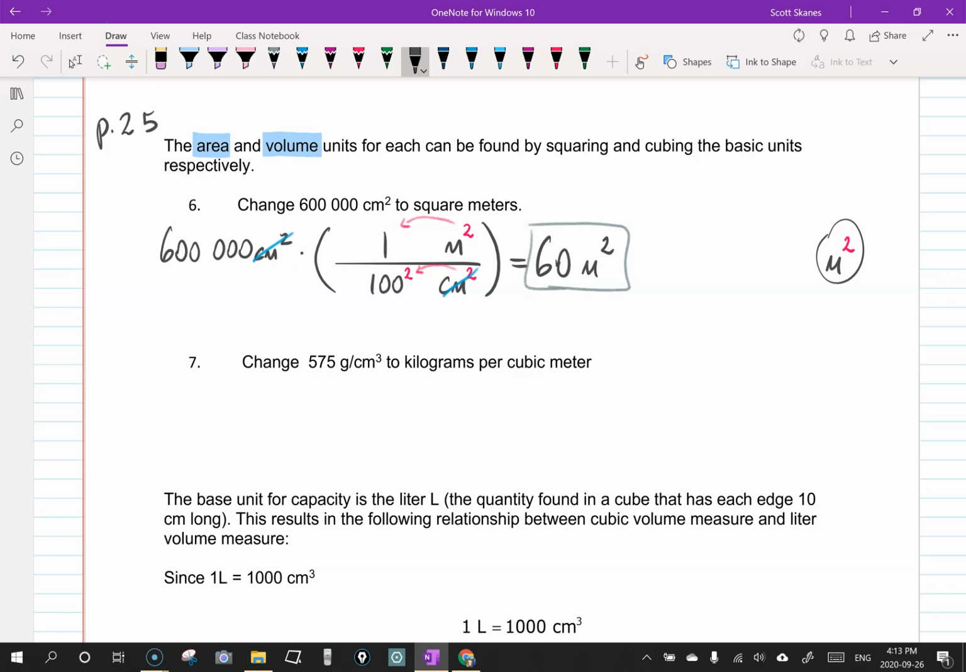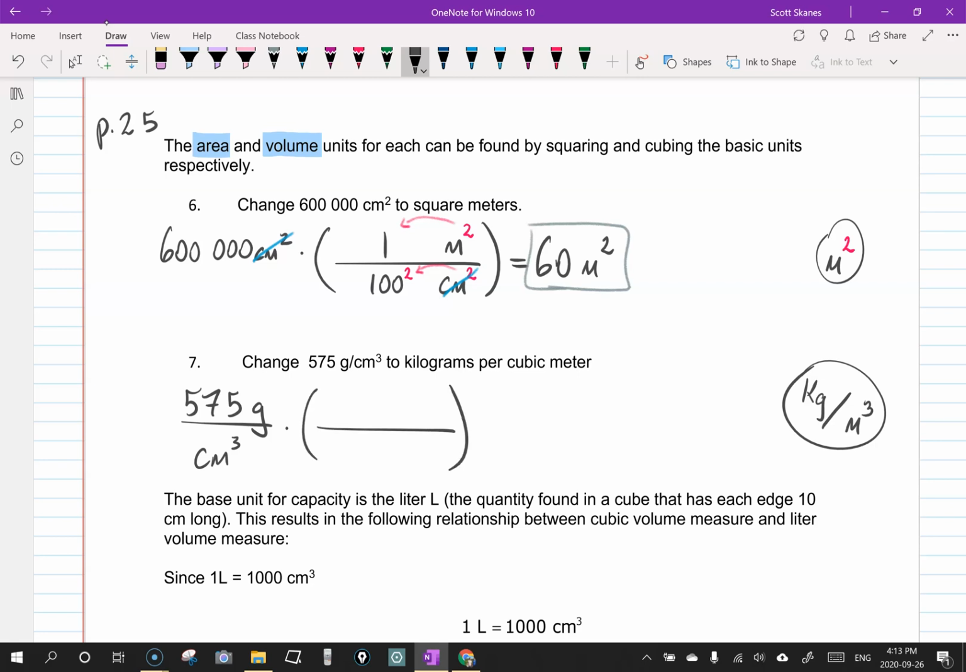In this case, we have change 575 grams per centimeters cubed, we have centimeters cubed here now, to kilograms per cubic meter. So kilograms per cubic meter, which means meters cubed. These are the units that I want. So similar to the previous question, I'm going to be dealing with actually cubic units in this case. And I want meters cubed on bottom, so I'm going to put centimeters cubed on top. I need meters cubed on bottom. And then use the same conversion.